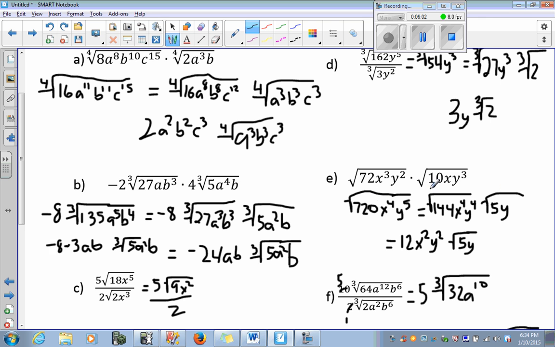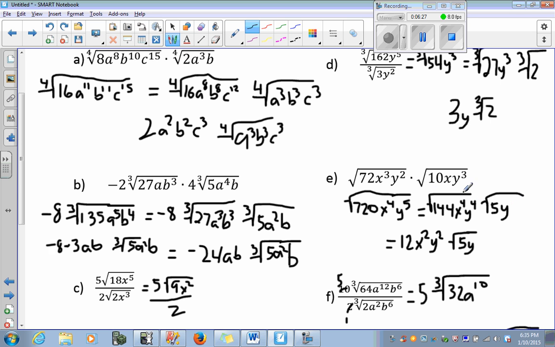720, I'm going to break down as the square root of 144 times the square root of 5, because 144 times 5 is 720, and 144 is a perfect square. x to the fourth is a perfect square. I place that here. Under y to the fifth, I'm going to take out y to the fourth, which is a perfect square, and place the remaining y here.